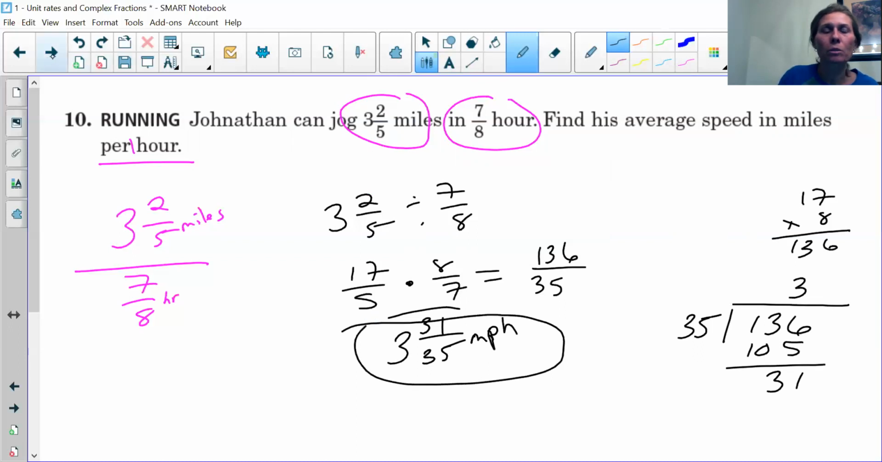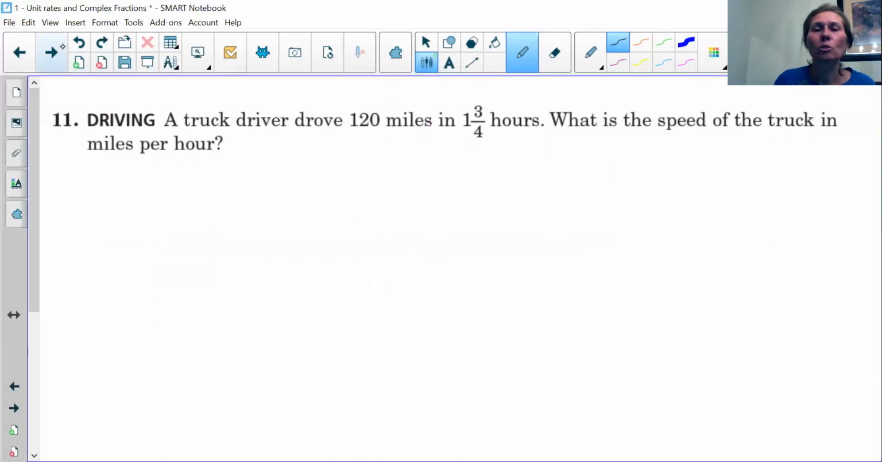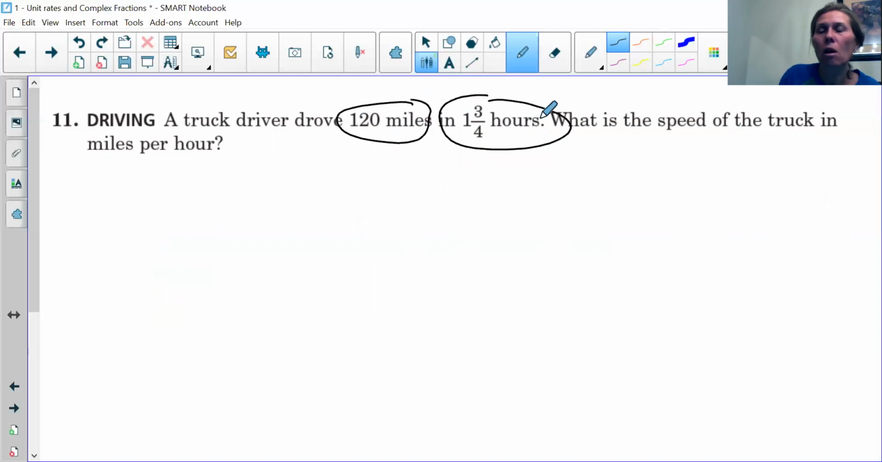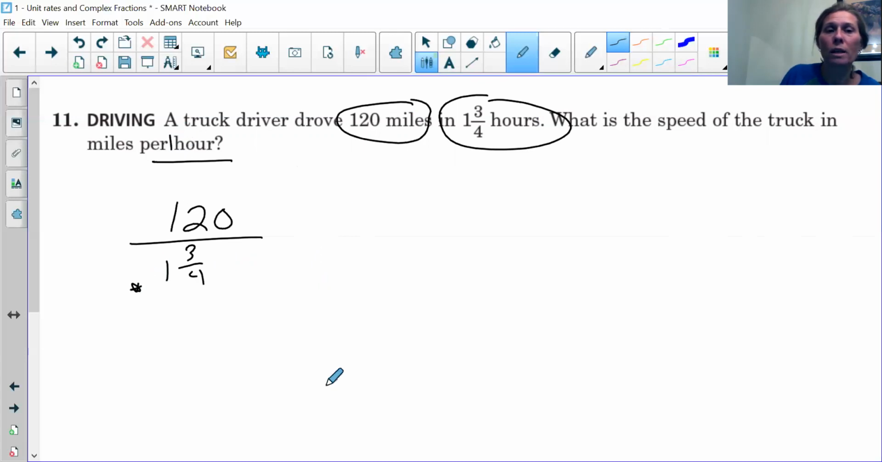All right, number 11. A truck driver drove 120 miles in 1 3/4 hours. What is the speed of the truck in miles per hour? Who goes on the bottom? Hours. So we have to do 120 over 1 3/4, right? Because we know 120 is the miles, 1 3/4 the hours. I need the hours to go on the bottom because I want per 1 hour.